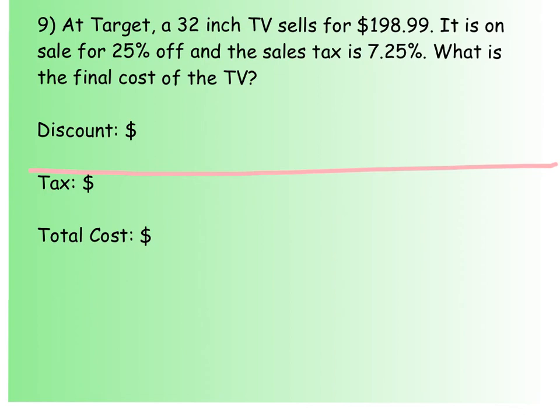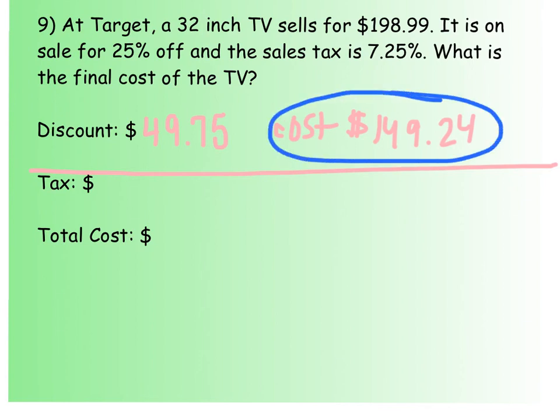So go ahead and pause the video. Find what the cost of the TV would be just after the discount. Okay, so once you calculate the cost of the discount, the cost of the TV would be $149.24. Now what we want to do is think of this as a new problem, and off of this cost, we need to calculate how much tax we're going to pay. So using $149.24, go ahead and calculate the tax. The sales tax rate is 7.25%.